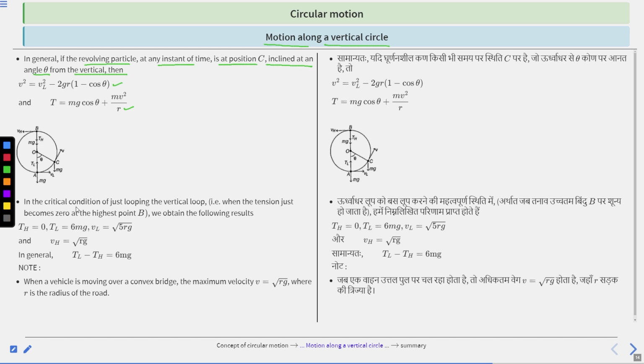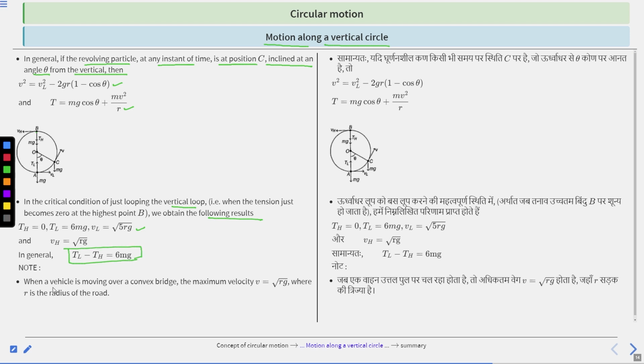So in the condition of just looping the vertical loop, when the tension just becomes 0 at the highest point B, we obtain the following results: TH is equal to 0, where the tension is 0, TL is equal to 6 mg, and VL is equal to under root 5 rg. In general, TL minus TH is equal to 6 mg. So this is the final equation.